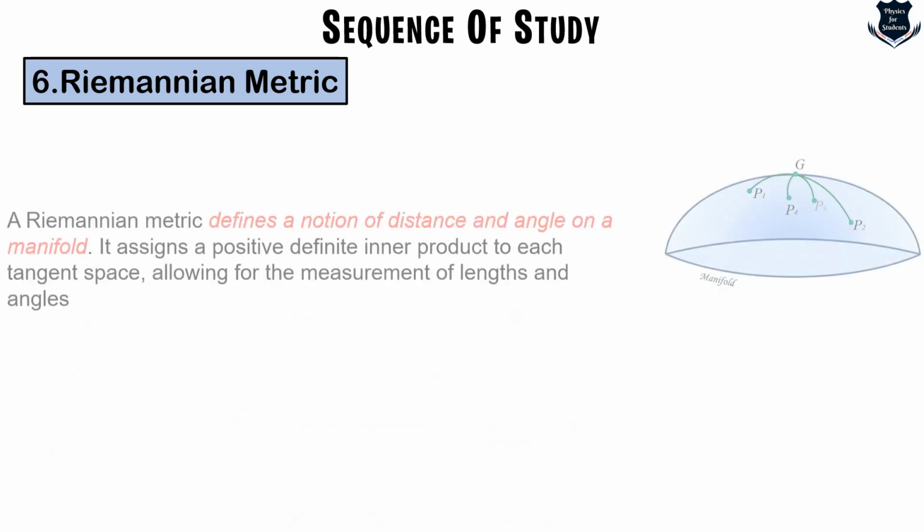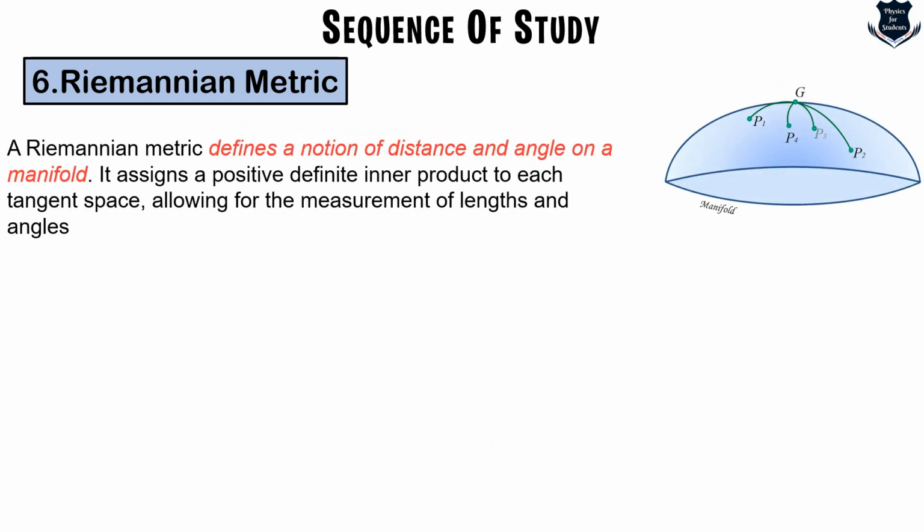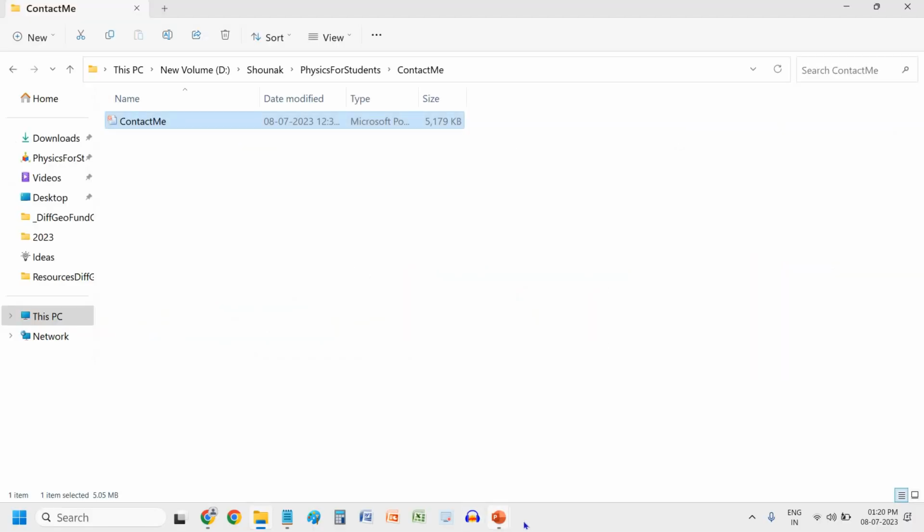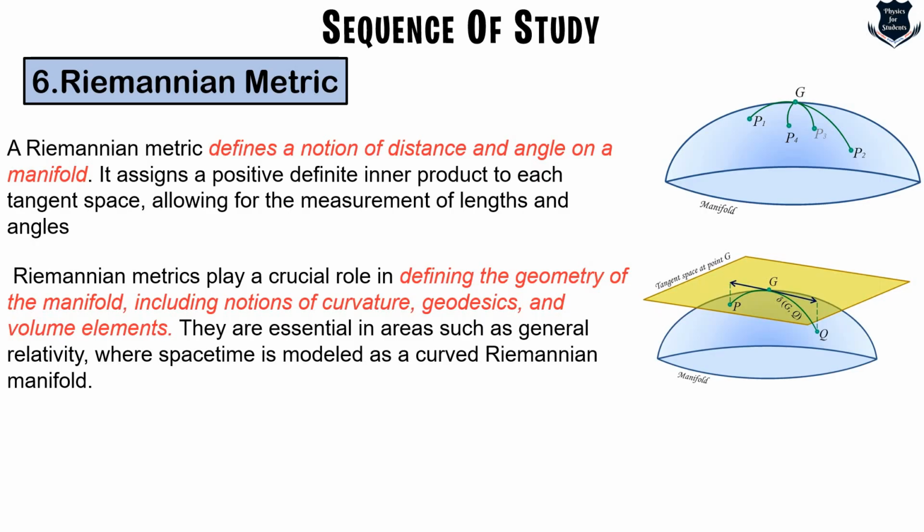Now these geodesics, even if you want to understand how they move, bend, twist, etc., are guided by something called a Riemannian metric. A Riemannian metric defines the notion of distance and angle on a manifold, typically a Riemannian manifold. The Riemannian metric plays a crucial role because it defines the geometry of the manifold, including notions of curvature, geodesics, and volume elements.